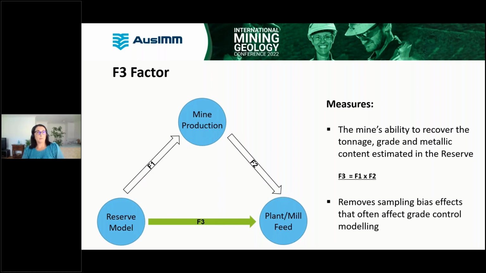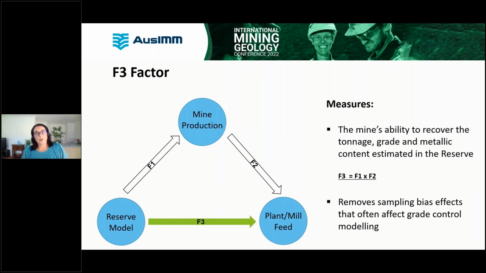It will evaluate the precision and the accuracy of the reserve model in predicting the feed to the plant, with the adjustment of losses and dilutions through the process, in addition to evaluating the mine's ability to recover tons, grade, metal as predicted by the model. So we've got a prediction here, what actually happened when we got to the plant.